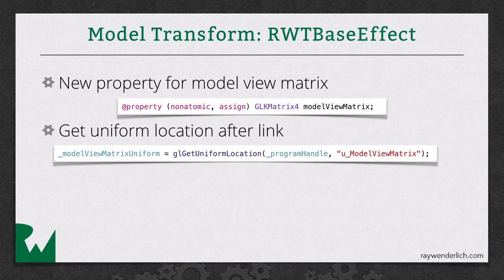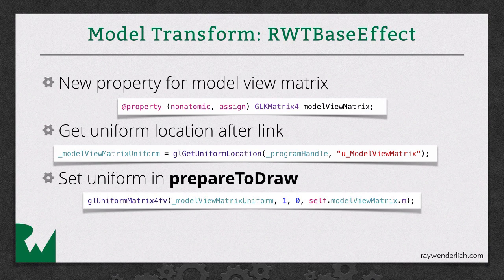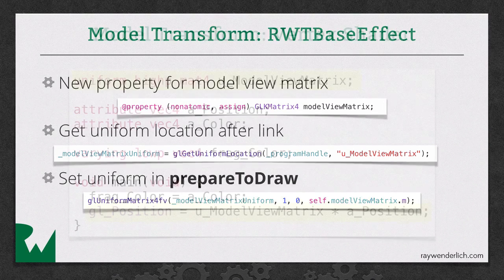And then before prepare to draw, we have to set that uniform, and the way we do it is glUniformMatrix, and then it has a couple different methods you can use based on the data you're passing in. We're passing in a 4 by 4 float matrix, so we put 4fv for 4 float values. And then we pass in the index and the matrix itself. And you can get the matrix itself, if you're using GLKMatrix4, by .m, which will give you the raw data.